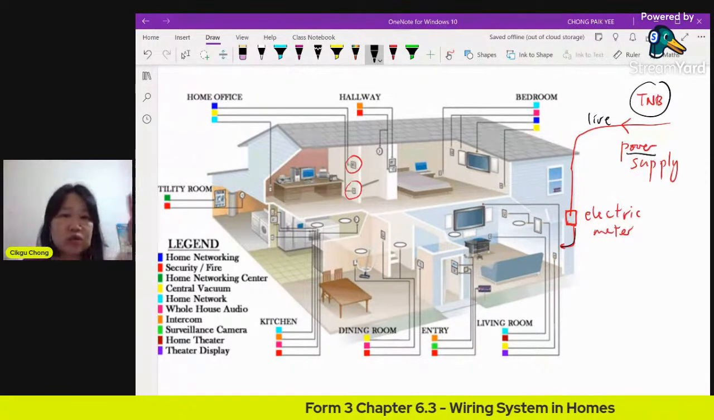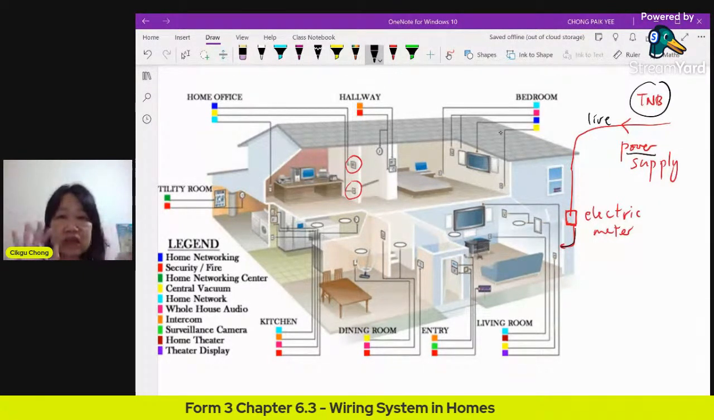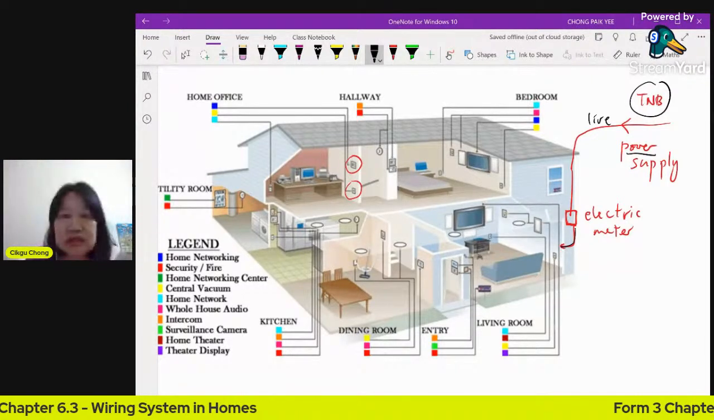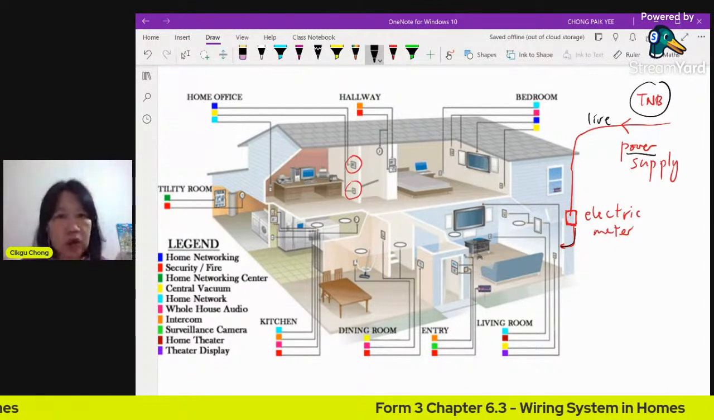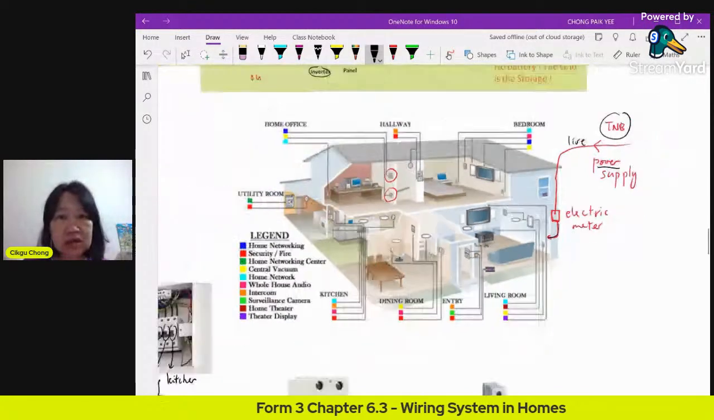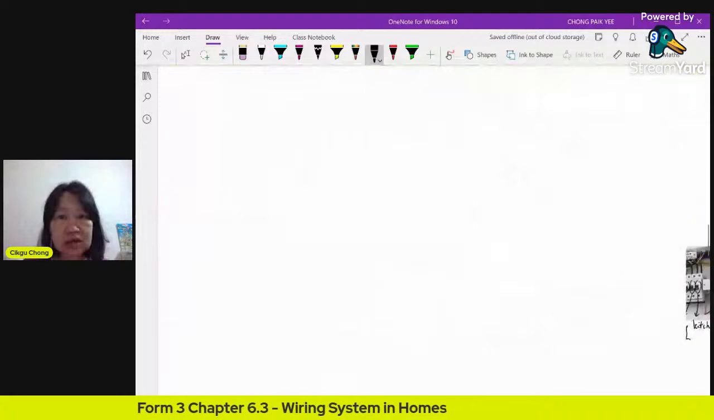Okay, how many sockets you need for the room? Normally they will give you at least 2 or 3. Depends on your needs. So all the wires are hidden inside the wall when they build the house. Okay, so next one, a little bit more before I stop the lesson.